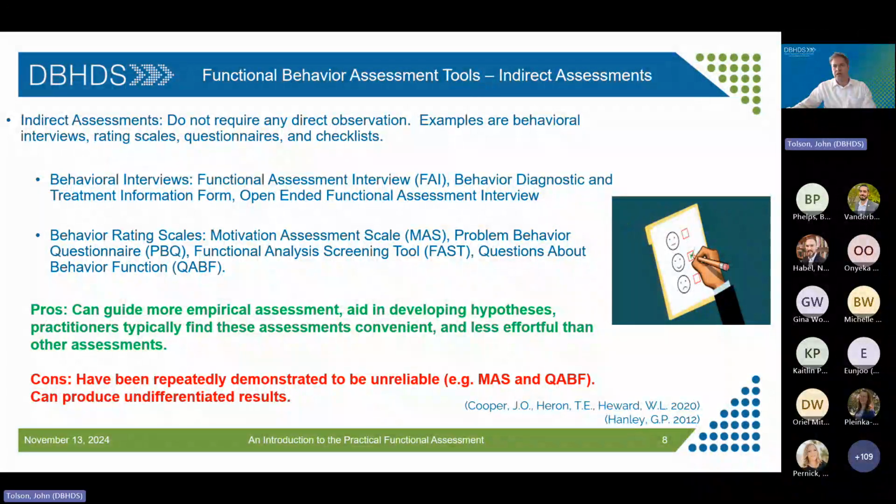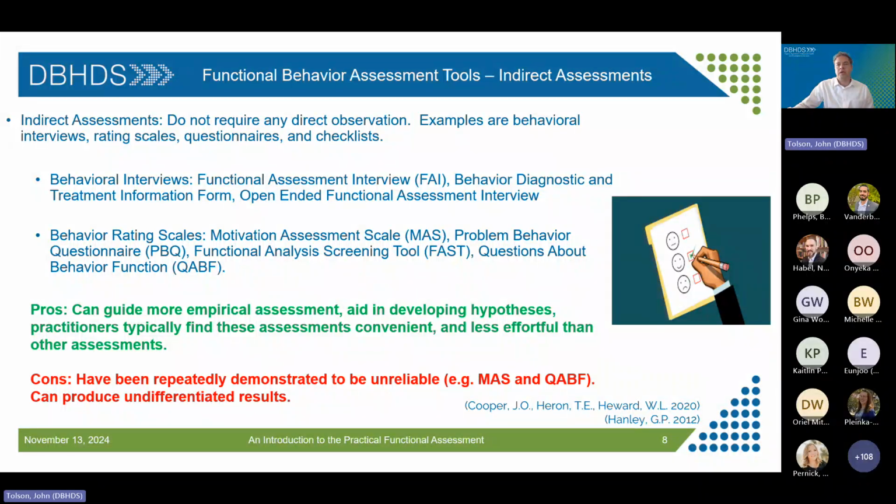All right, we're going to dive into indirect assessments here. Indirect assessments do not require any direct observation. Most common examples are behavioral interviews, rating scales, questionnaires, and checklists.